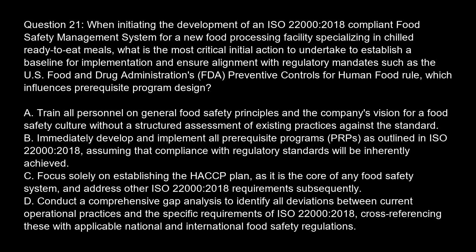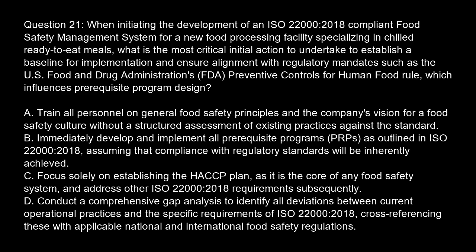Option A, train all personnel on general food safety principles and the company's vision for a food safety culture without a structured assessment of existing practices against the standard. Option B, immediately develop and implement all prerequisite programs, PRP, as outlined in ISO 22000-2018, assuming that compliance with regulatory standards will be inherently achieved. Option C, focus solely on establishing the HACCP plan, as it is the core of any food safety system, and address other ISO 22000-2018 requirements subsequently.